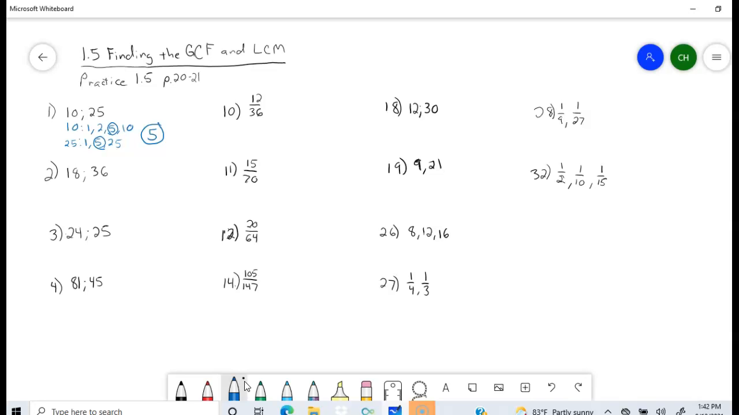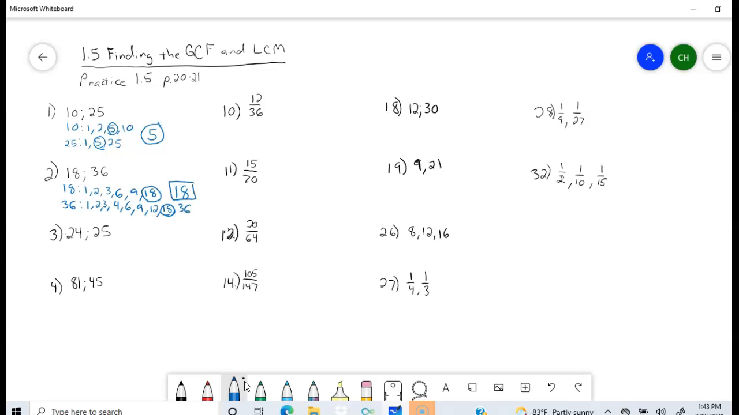Okay, so 18 and 36. The factors of 18: 1, 2, 3, 6, 9, 18. Factors of 36: 1, 2, 3, 4, 6, 9, 12, 18, and 36. The greatest one they have in common? 18.